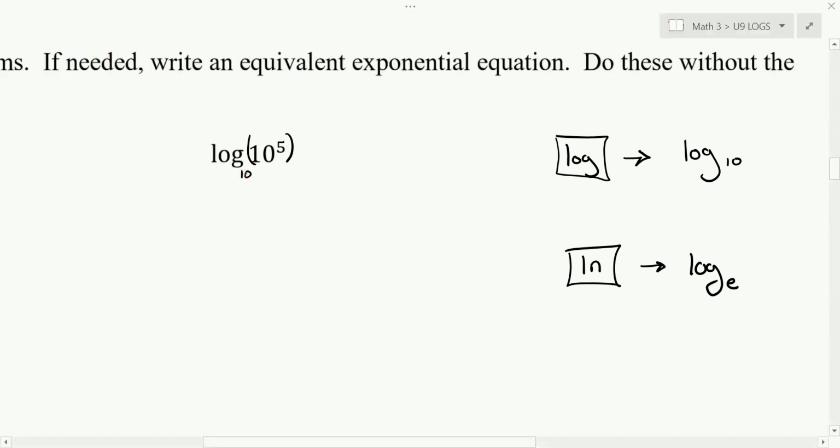And now we can answer the question. Jake, what's the answer to that question? What's the log of 10 to the fifth power? It would just be 5, because this is asking 10 to what power equals 10 to the fifth power? The answer is 5. Okay.